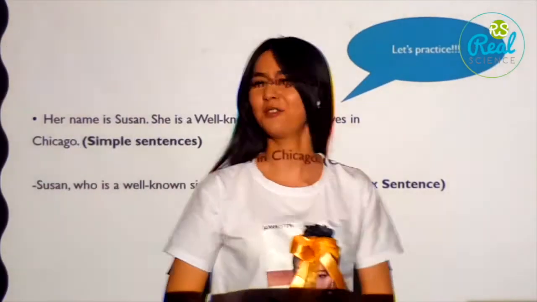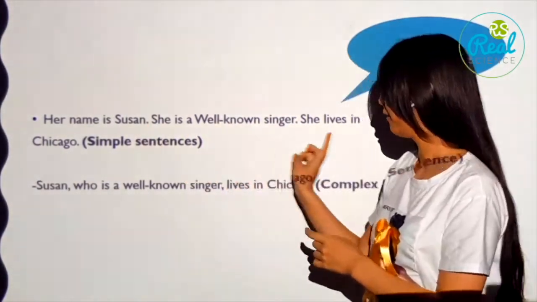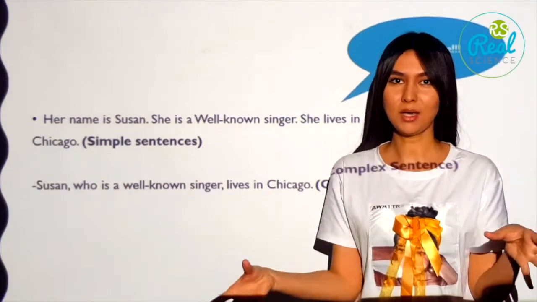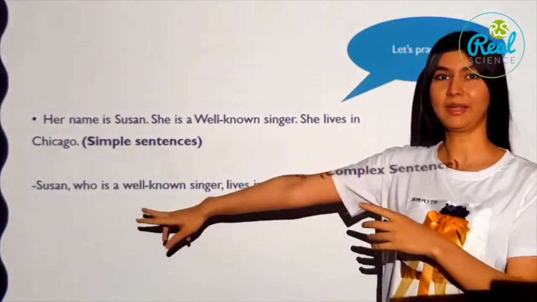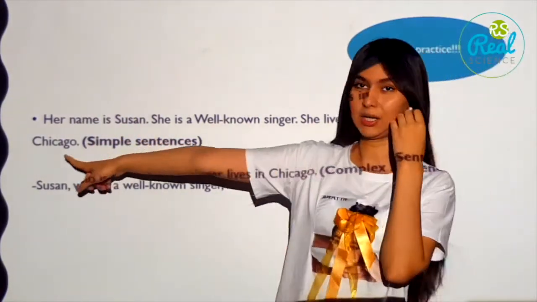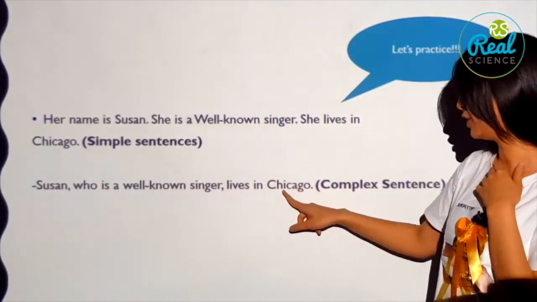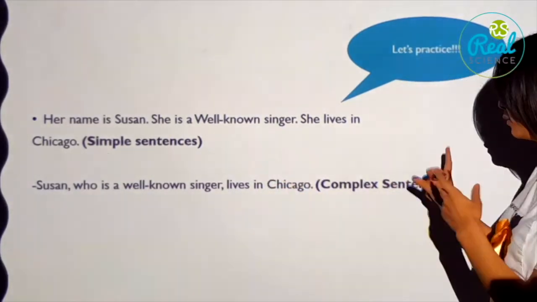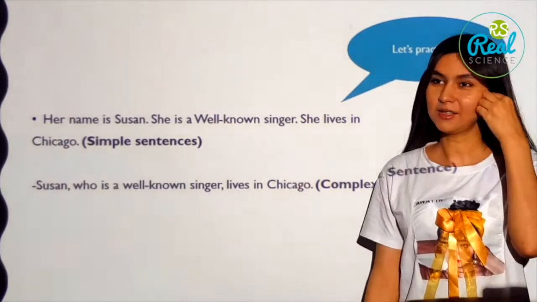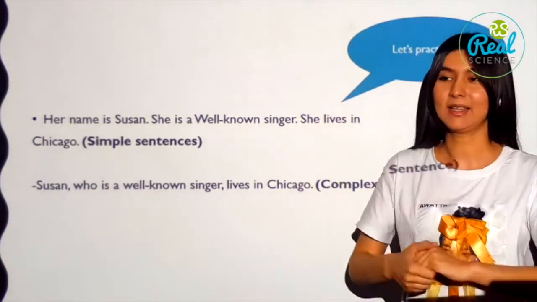So now, guys, let's practice together, okay? The first one is done as an example for you. Here we have how many sentences? 1, 2, 3. Three sentences, yes? They are just simple sentences, and now we combine them and make a complex sentence. Her name is Susan. She's a well-known singer. She lives in Chicago. So, three simple sentences. Now look at the second one: Susan, who is a well-known singer, lives in Chicago. Here we made a complex sentence. We joined all the sentences together. Do you see the differences? Okay, good. We will do the next examples like this.